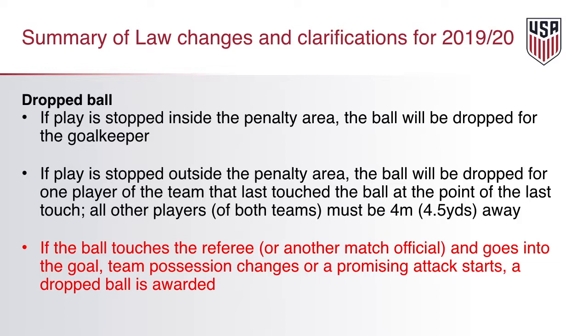Dropped ball. If play is stopped inside the penalty area, the ball will be dropped for the goalkeeper. If play is stopped outside the penalty area, the ball will be dropped for one player of the team that last touched the ball, at the point of the last touch. All other players of both teams must be 4 meters, 4.5 yards, away. If the ball touches the referee or another match official and goes into the goal, team possession changes, or a promising attack starts, a dropped ball is awarded.